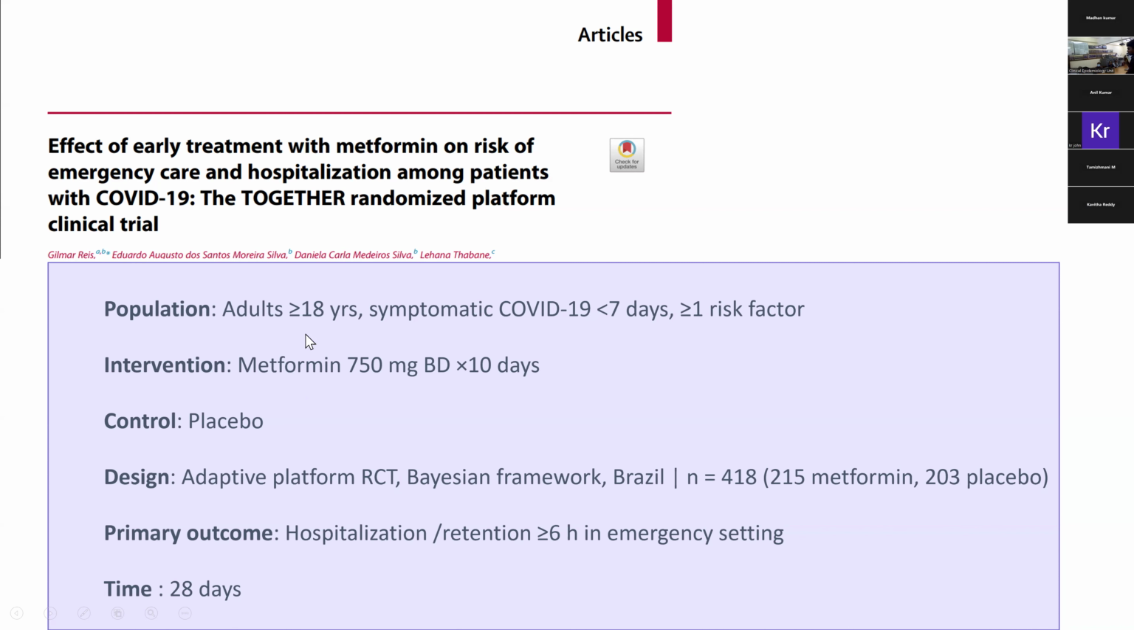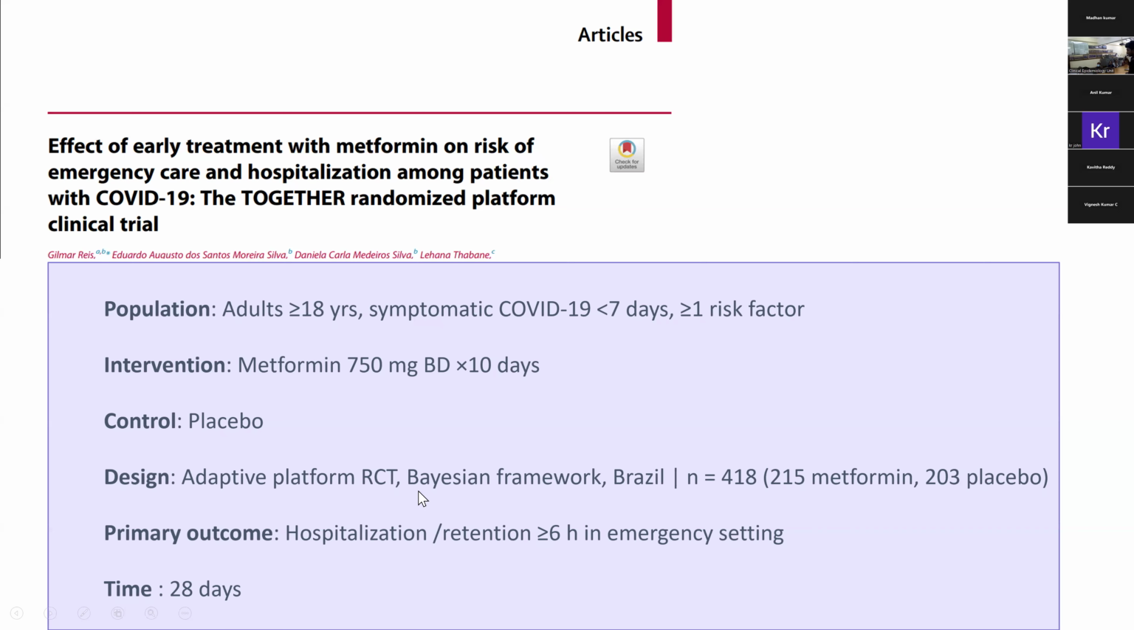So the PICOT statement of the study: the population included were adults more than 18 years who were symptomatic with COVID-19 for less than 7 days with at least one risk factor for severe COVID-19, or aged more than 50 years without any risk factors. The intervention given was metformin at the dose of 750 milligrams twice daily for 10 days. The control arm received a similarly labeled placebo.